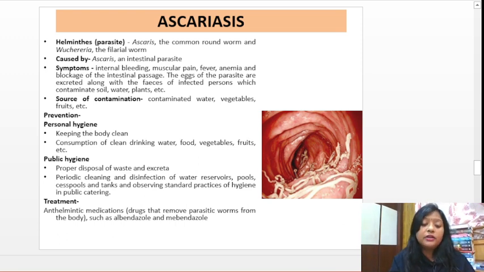So what is the treatment of this disease? Treatment is, you need to use anti-helminthic medications, since it's a helminth group. So you have to use those drugs that will remove these parasitic worms from the body. Example is albendazole and mebendazole. These are some compounds that are used. So this is about ascariasis.